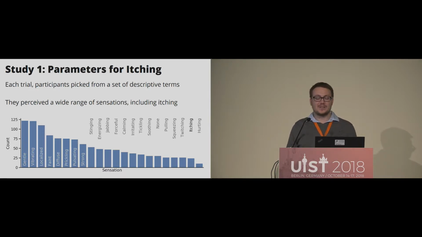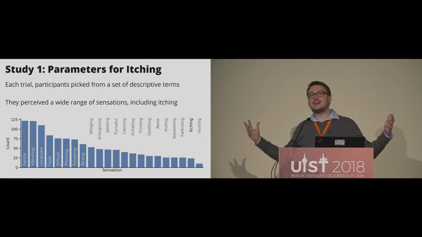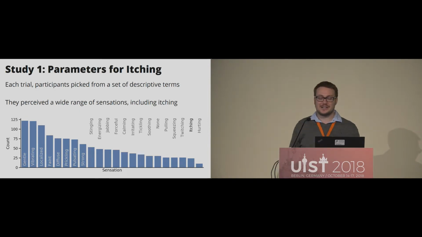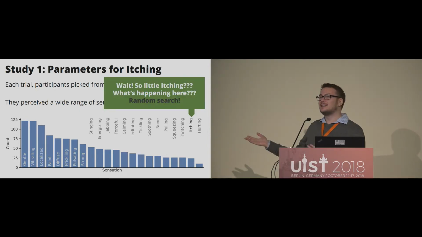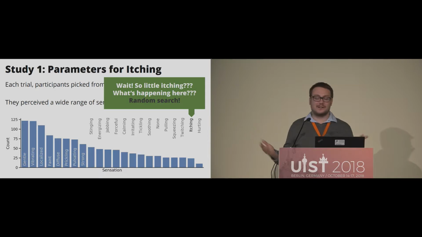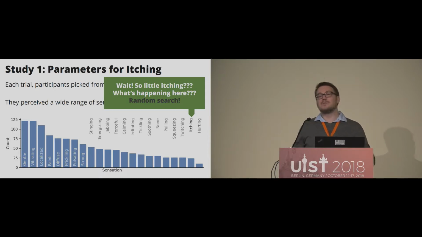So not really itching. Which tells you the space is so vast that all kinds of other sensations are in that space, right? And so little itching? Wait, that's a bit concerning. But no, this is just a result of us doing random search in a vast space.